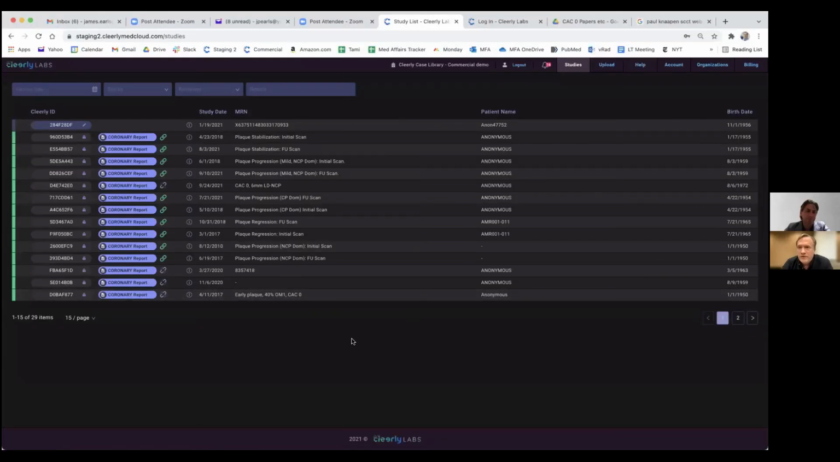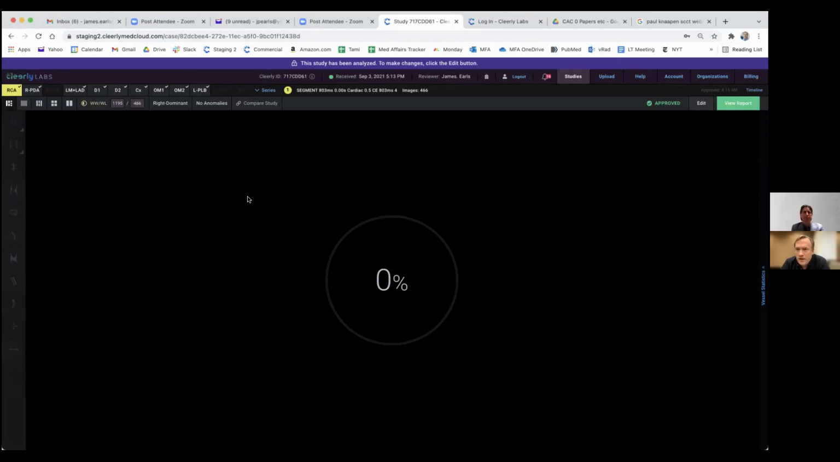Okay. So for everybody else, I'm going to swap over and share my screen. For those of you who have signed up, you can do the same and get into our library of cases. We'll look at a few here that will hopefully demonstrate some of the things that we talked about today. The first one I'm going to choose is this one. It's on the first page, 717 CDD61. Just by clicking anywhere on the line, not on the blue one, we can launch into the Clearly Labs, which is sort of the plaque imaging software.